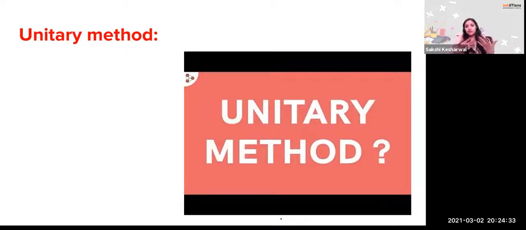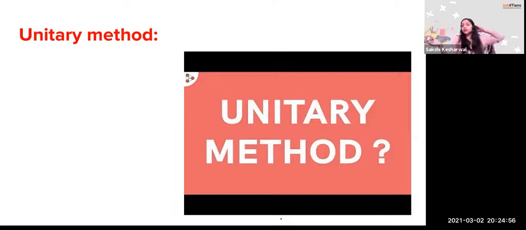So in your syllabus, there's unitary method only for direct proportion. Inverse proportion we do not discuss, right? But I would like to tell you how this unitary method works for both the inverse and for the direct, right? So what happens over here, just see the example.